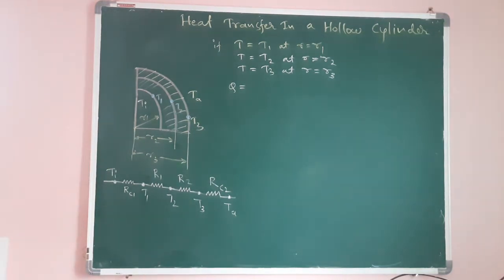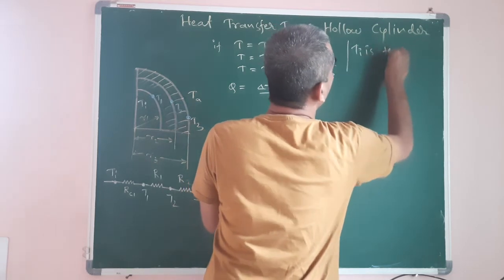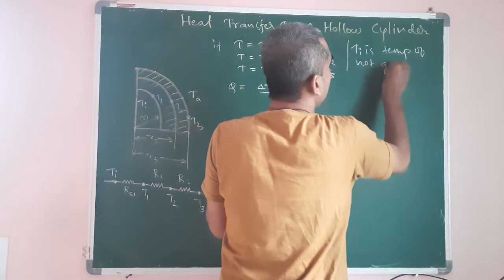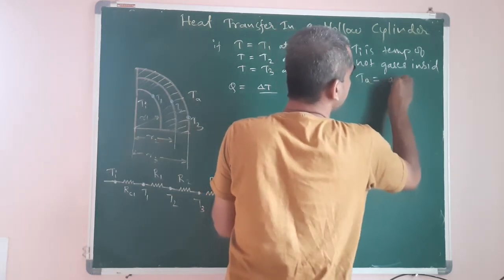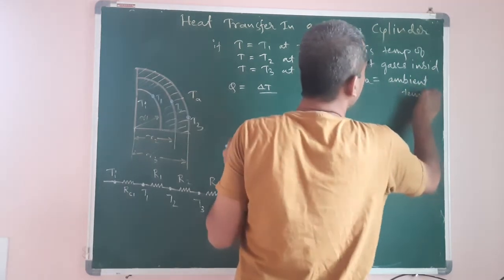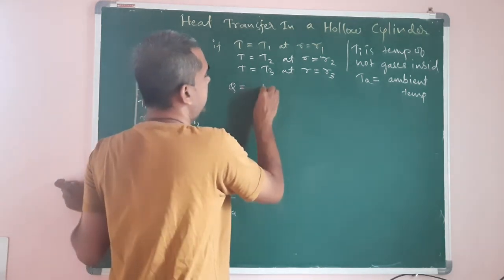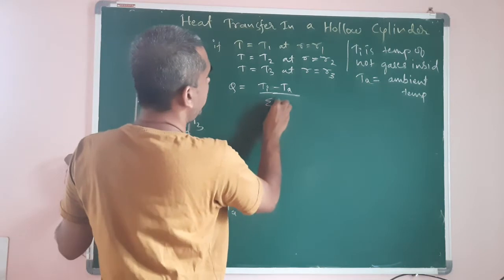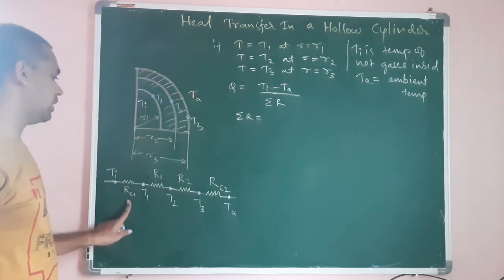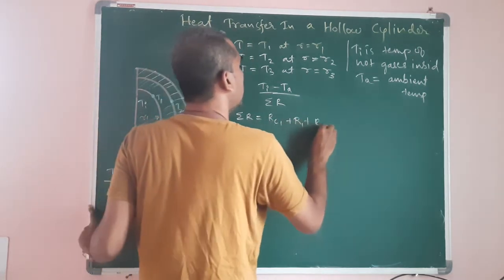Now again, if we want to calculate heat transfer, it is delta T divided by the summation of all the thermal resistances. Ti is the temperature of the hot gases inside, and Ta is the ambient temperature, so delta T is Ti minus Ta, divided by summation of R. Summation of R is RC1 plus R1 plus R2 plus RC2.